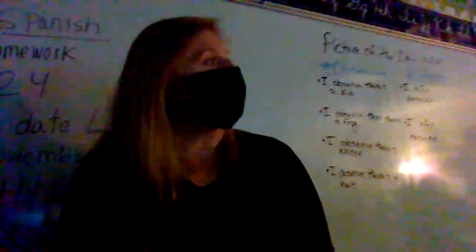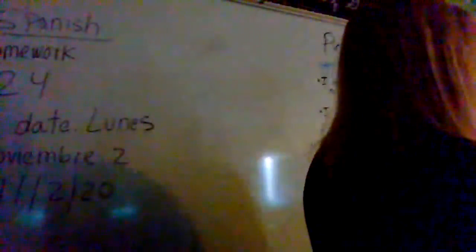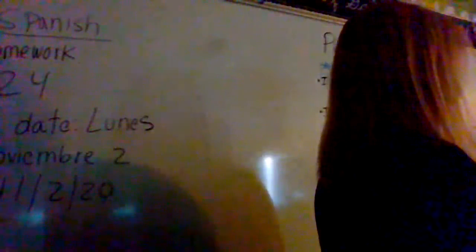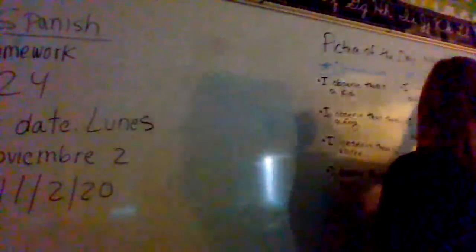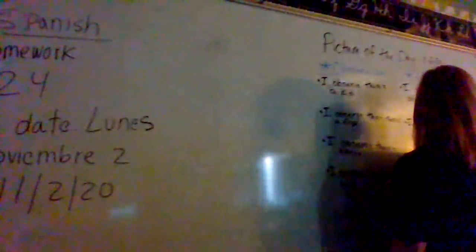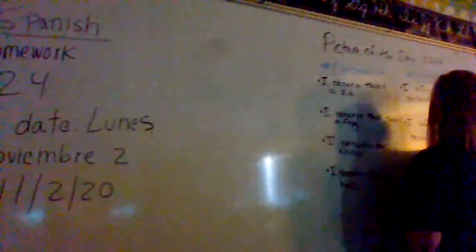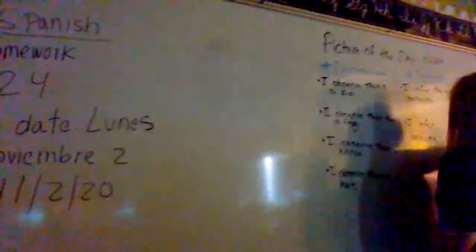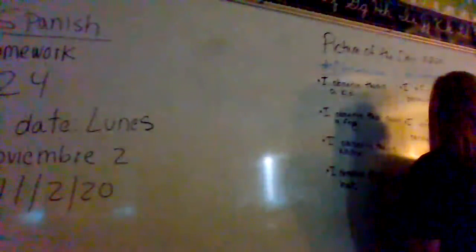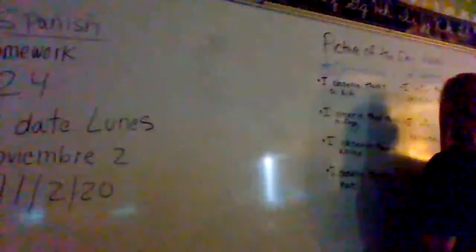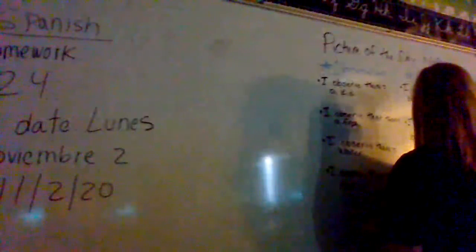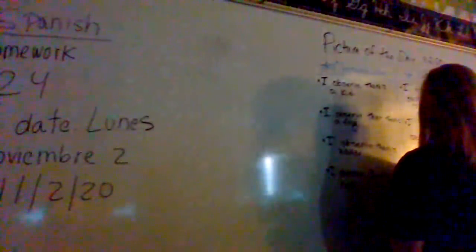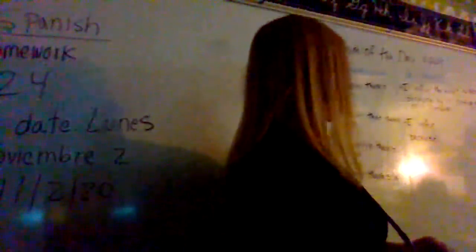Michael, what's your inference? I infer that the adult is resting because he is sitting down on a platform. Okay. I infer the adult is resting because he is sitting down on a platform. Awesome. Another inference that we have.